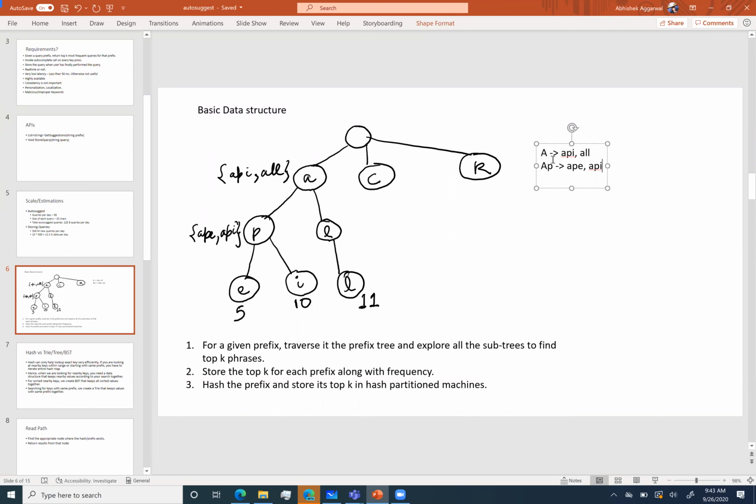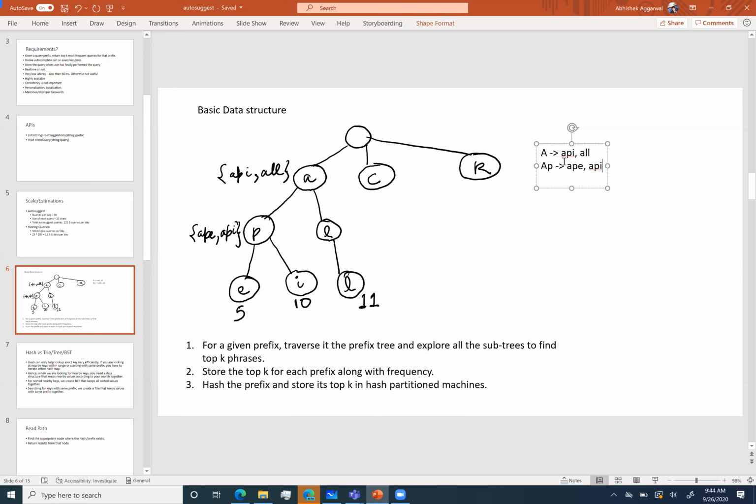I don't want to store API. I don't want to store all. I just want to point the reference of that node. And when, let's say, I hit a backspace, that API, the ith node along the path API, at the ith level where the character I is, that reference you store in A, and that reference you store in P.